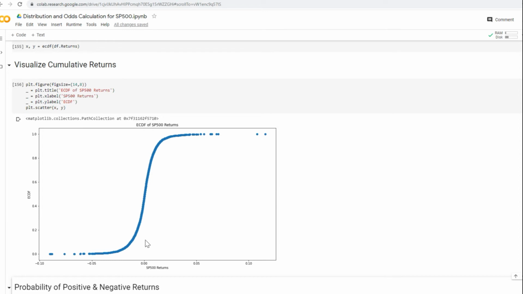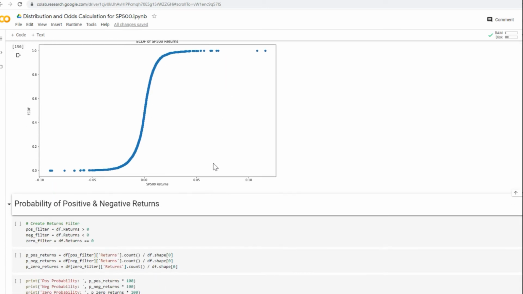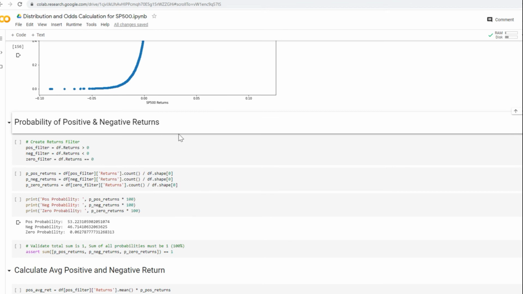So if you go up here 0% and you go left, you kind of have around 37%, saying that 37% of the time your returns are below 0, and vice versa 63% you have probability bigger than 0 of returns. Probability of positive and negative returns.